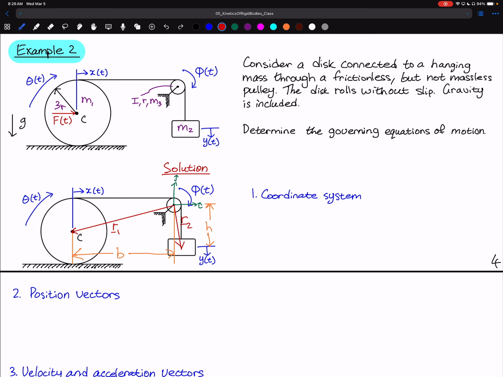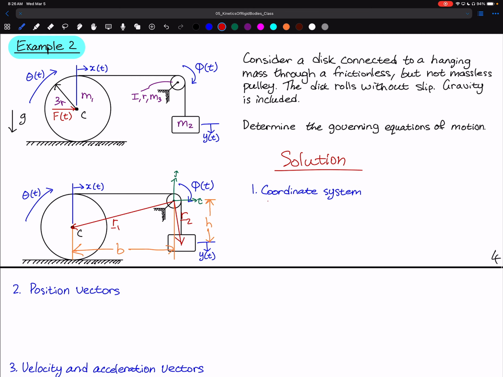Okay, we're going to start. We're going to put our solution here. We're going to start with just a standard Cartesian coordinate system. I put it at the center of the pulley.